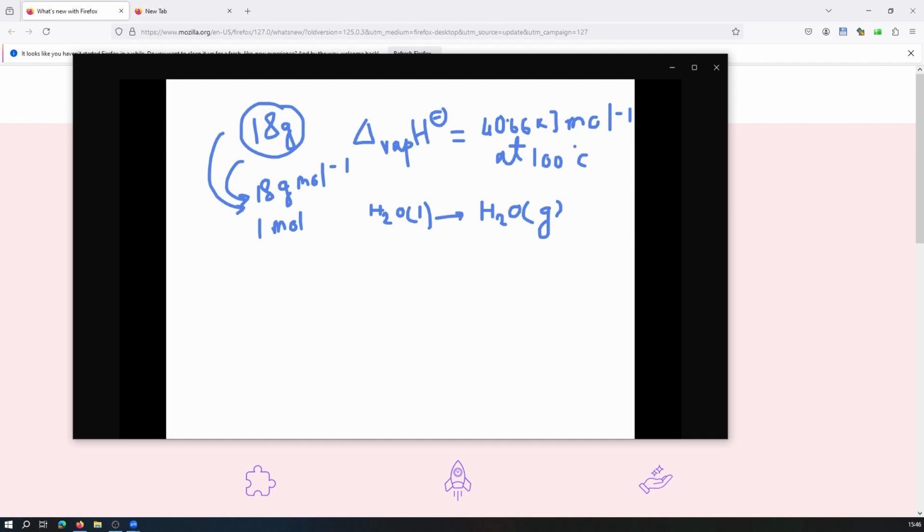So delta vaporization of H is delta vaporization of U plus P into delta V. So firstly, we will write the equation, that is delta H is delta U plus delta n g RT.